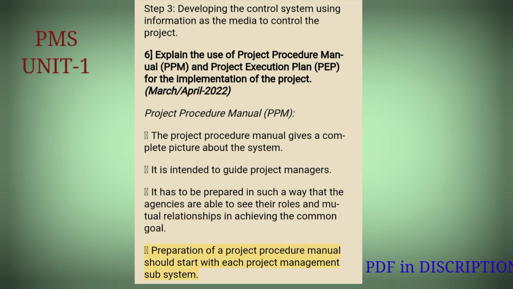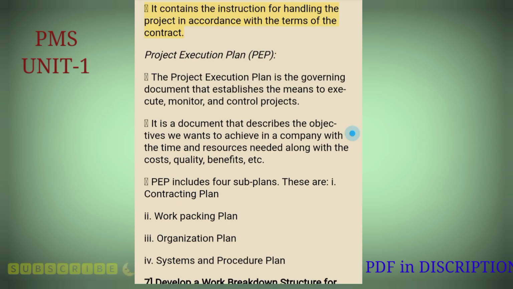Preparation of a project procedure manual should start with each project management subsystem. It contains the instruction for handling the project in accordance with the terms of the contract. Project Execution Plan, PEP. The Project Execution Plan is the governing document that establishes the means to execute, monitor, and control projects. It is a document that describes the objectives we want to achieve in a company with the time and resources needed along with the costs, quality, benefits, etc.